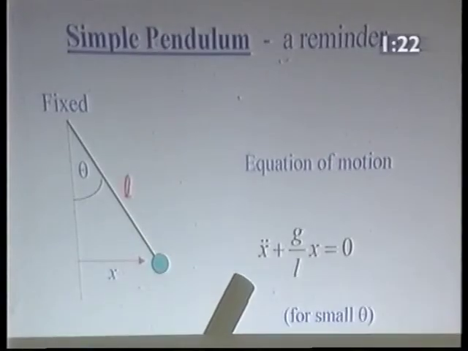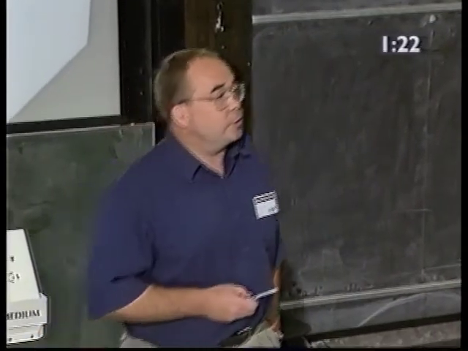When you set up the equation of motion, you get x double dot plus g over L x equals naught. That's the equation of motion that describes simple harmonic motion: x double dot plus omega squared x equals naught. And that's true if the motion is close to the equilibrium position, in other words, as long as theta is small.